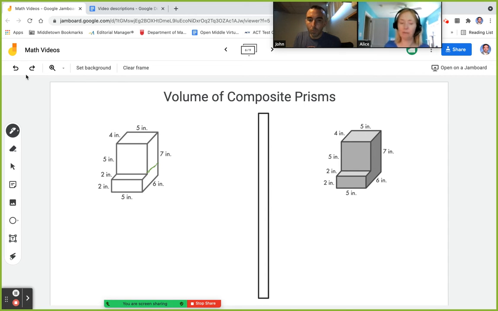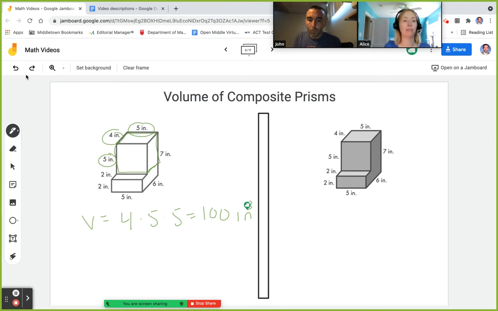So I'll start with the top one. Looking at this shape here, let me just outline it to make it really clear. I'm looking at this rectangular prism here. That volume, I'll call it for the top, is going to be 4 times 5. And then I need this length here, which is up here at 5. So 4 times 5 times 5. 5 times 5 is 25. 25 times 4 is 100. So I get 100 cubic inches.